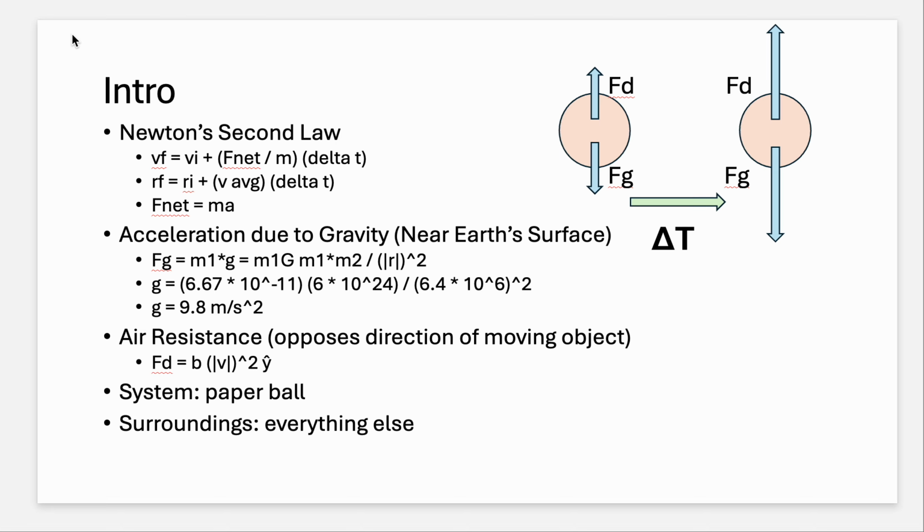The important topics for this lab include Newton's second law, which is the velocity update and position update formulas, and then also F net equals ma. And then also acceleration due to gravity, which is this formula, which gives us 9.8. And then also air resistance, which is opposite the direction of the moving object, which is this formula. The system is the paper ball, the surroundings were everything else, and this kind of shows the relationship between drag and gravity.